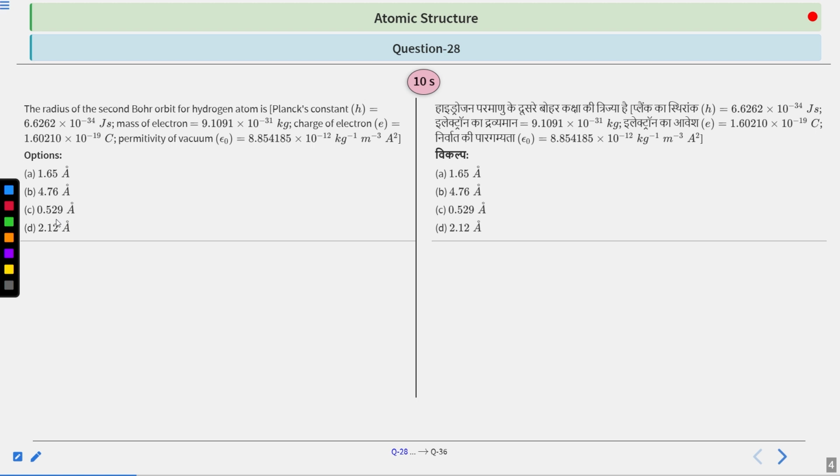Options are A 1.65 angstrom, option B 4.76 angstrom, option C 0.529 angstrom, and option D 2.12 angstrom. So you have 10 seconds to solve this question. Your time starts now.